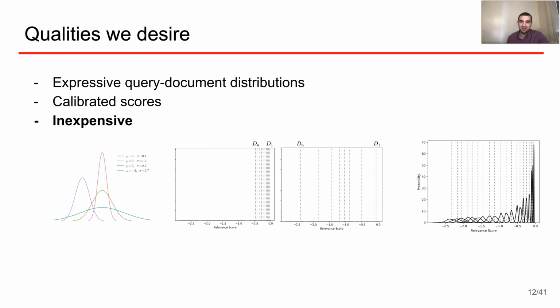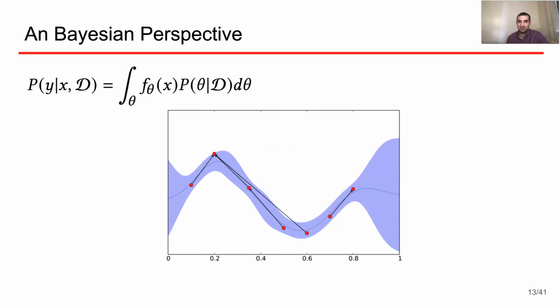Since we're talking about uncertainty, we of course take a Bayesian perspective. And for those of you not familiar, Bayesian inference considers all possible parameterizations of our model. In contrast, the way we normally operate in neural retrieval is you train your model and you get this static set of parameters that you then use forever.